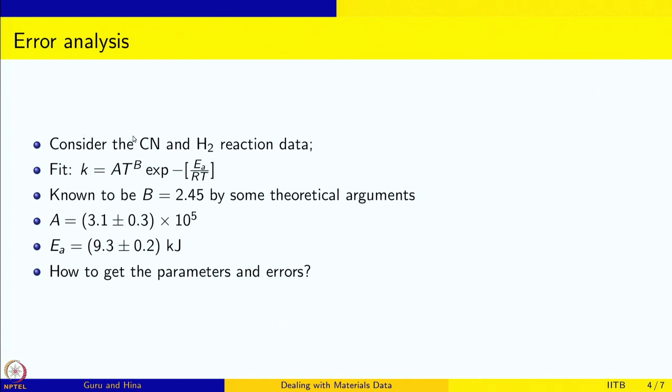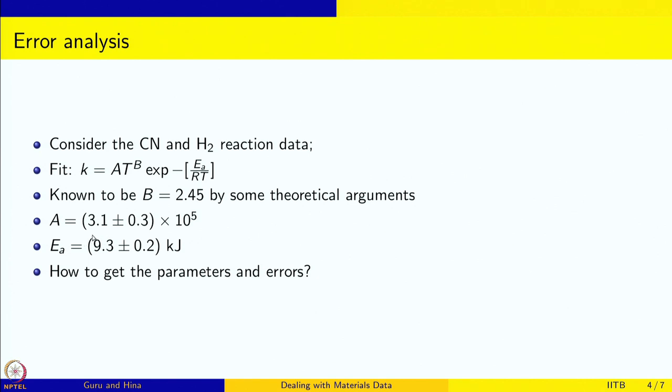So, what we want to do is take this reaction rate data. We want to fit it to this form, because we know that it should go as some constant A times temperature to the power b, and by some theoretical arguments we know that b is 2.45, times exponential minus Ea by RT. We have done this exercise of fitting. We have taken k by T to the power b as the quantity, and we have taken log on either side. So, it gives log A minus Ea by RT. So, if you fit 1 by T versus log of k by T to the power b, then you can get the intercept from which you can calculate A, and from the slope you can calculate Ea by R.